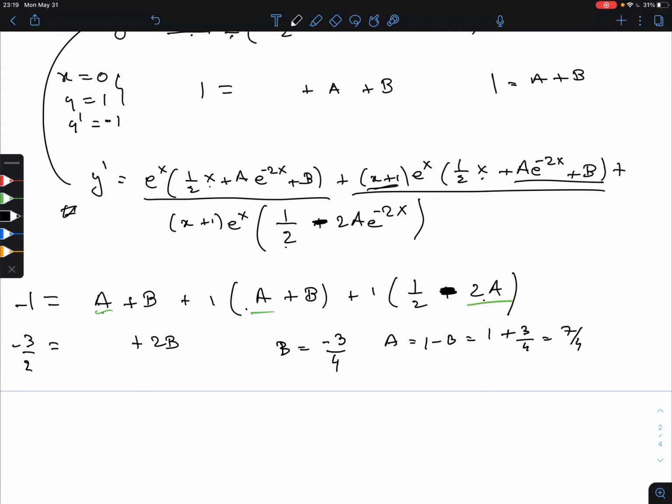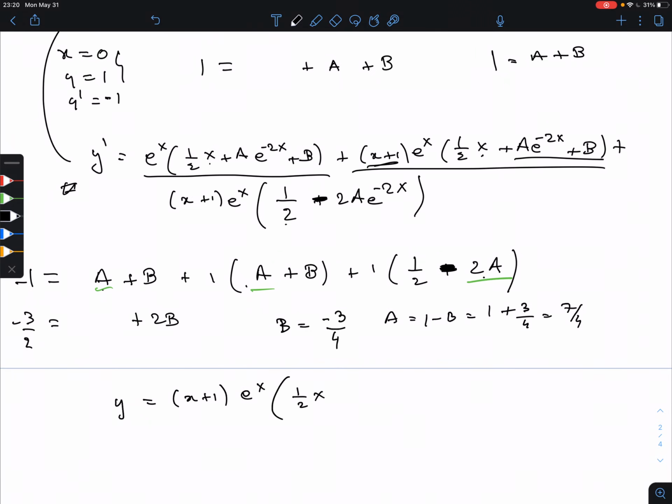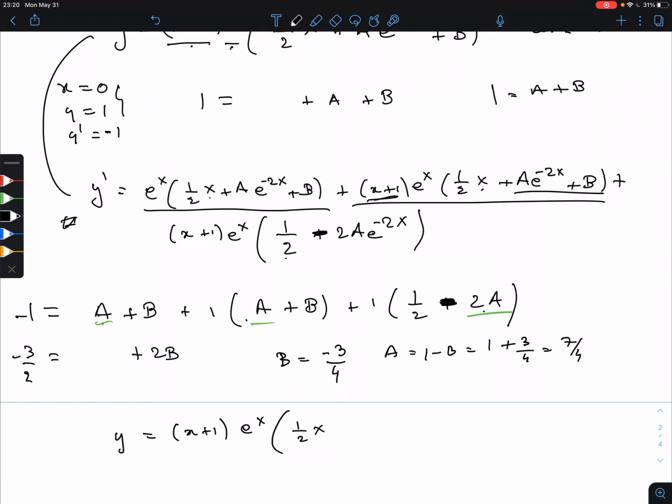So I find that the solution is y equals x plus 1 times e^x, and then a half x plus a, which was 7/4, e to the minus 2x, plus b, which was minus 3/4. Minus 3/4. And that is the solution. And now I want to double check, and I'm pretty sure that is okay. Minus minus is a 3 there, okay. Yep, this is correct now.